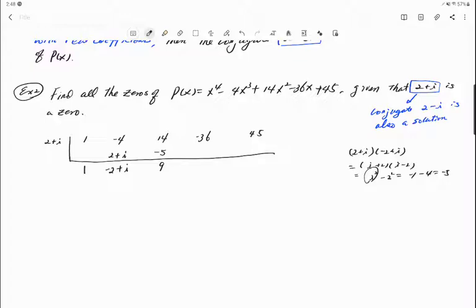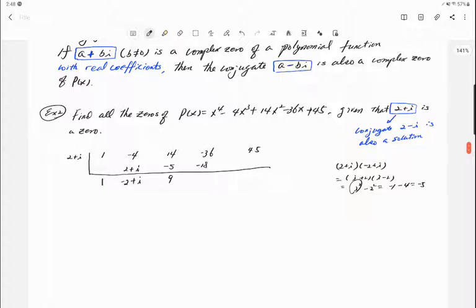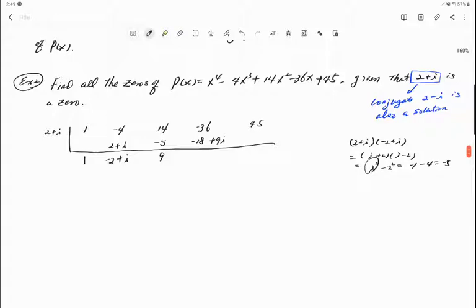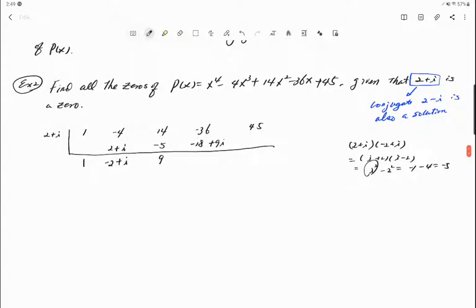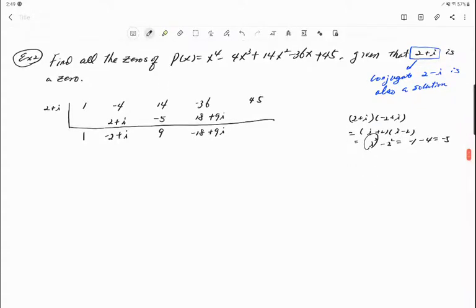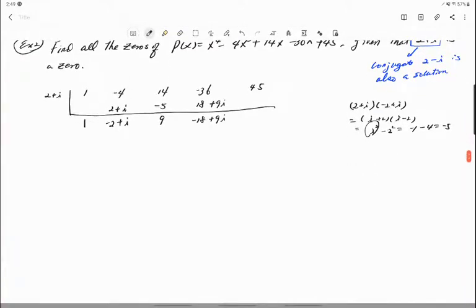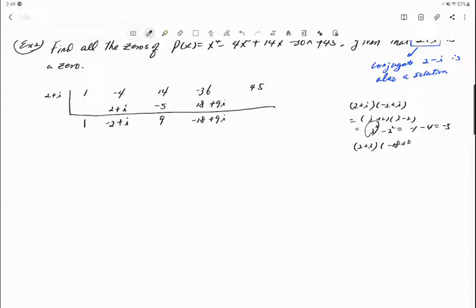So multiply 9 and 2 plus i. There will be negative 18 plus 9i. Add these two numbers, so there's positive 18, then negative 18 plus 9i. Then multiply two complex numbers: 2 plus i times negative 18 plus 9i.